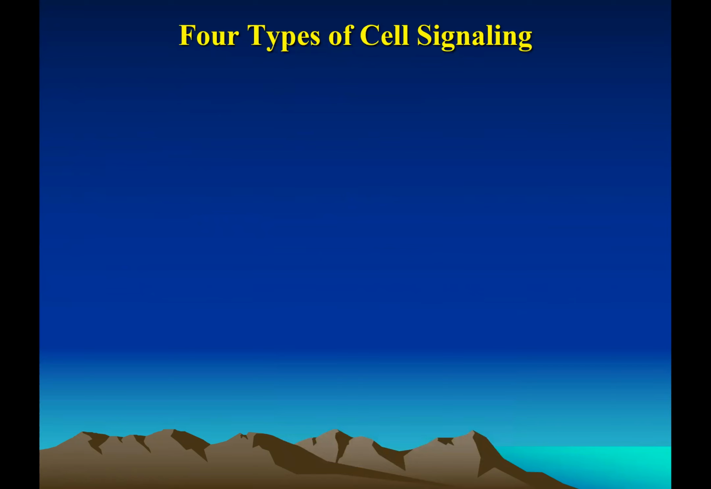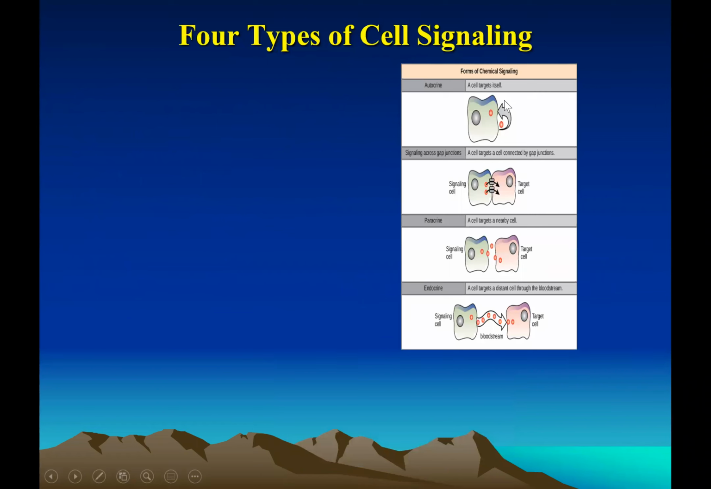The four types of signaling that you can see in cells: the first is autocrine signaling, when a cell will activate itself. Auto means self, autocrine signaling. The second is signaling by direct contact. Here are two cells connected by a gap junction, so they can exchange ions and communicate very well together.